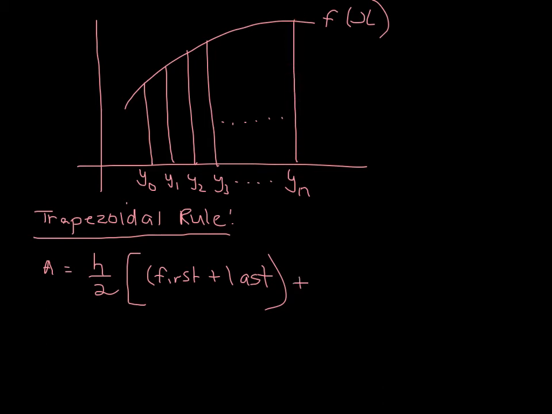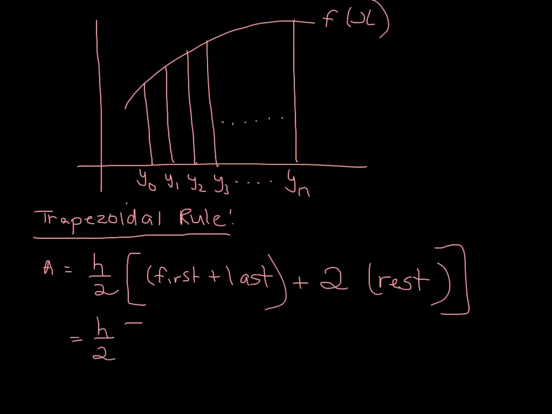Plus, and then how many did we say it was of everyone else? That's right, 2. Everything's doubled. So we're going to use y1 twice, y2 twice, because it's the sides of two different trapezia. So colloquially, it's plus 2 of the rest. Now, of course, we're not going to write the rule colloquially. So let's write it correctly.